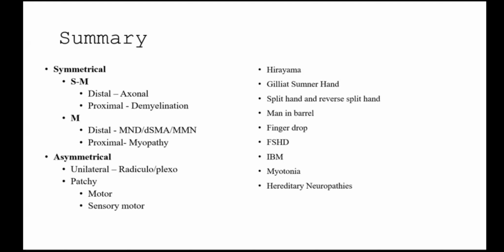So then we went through finger drop. We know that it could occur in cortical hand. Then we went through the classic findings in facioscapulohumeral dystrophy, how to differentiate it from others. And then we went through inclusion body myositis, and we presented you an interesting case of myotonia and what to expect in hereditary neuropathies. So I know it was a crowded presentation, and thank you for patiently listening. So thank you.